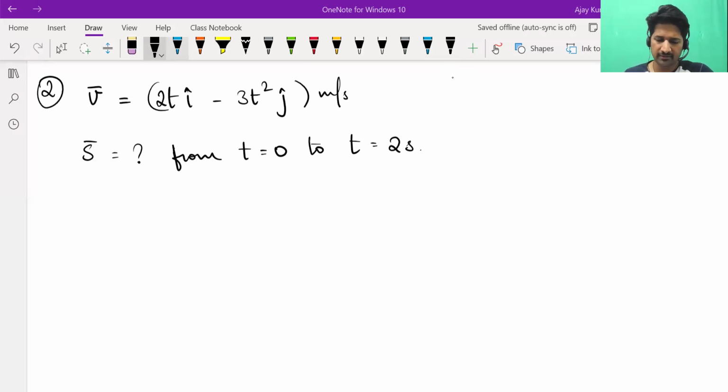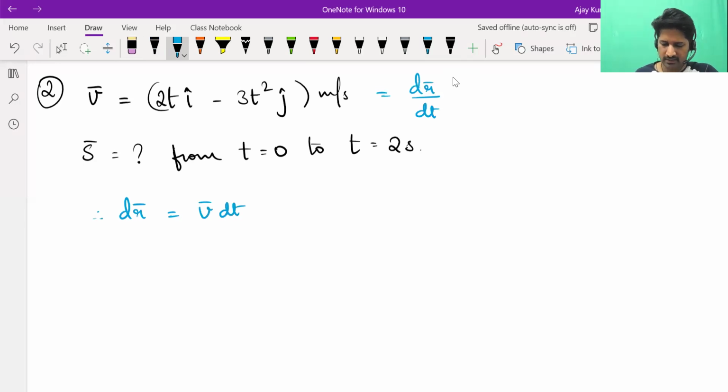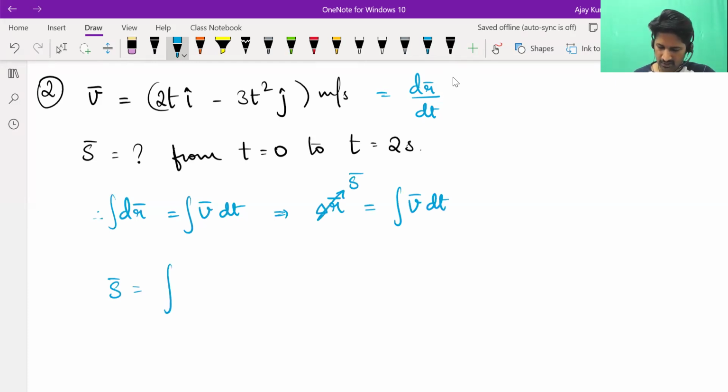So see, velocity by definition is rate of change of position with respect to time. So dr, that is the small change in position, becomes velocity multiplied with small change in time. Integrate both sides. Integral dr becomes delta r. Because dr is a small change in position, when you integrate, you add all the small changes in position, you get the total change delta r. That becomes equal to integral v dt. And delta r is nothing but displacement. So displacement is the integral of velocity with respect to time.